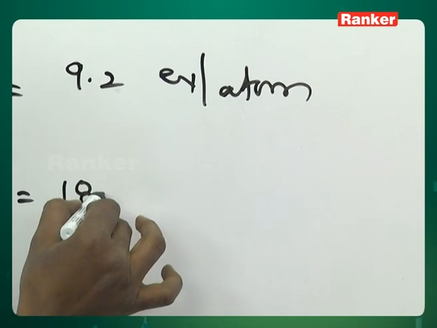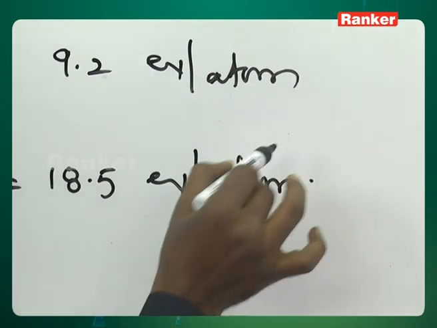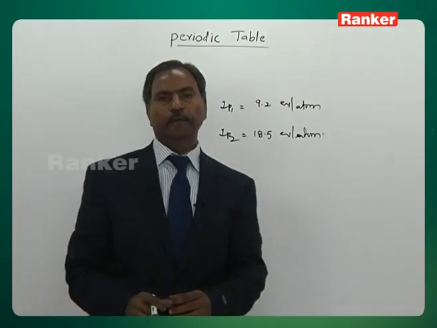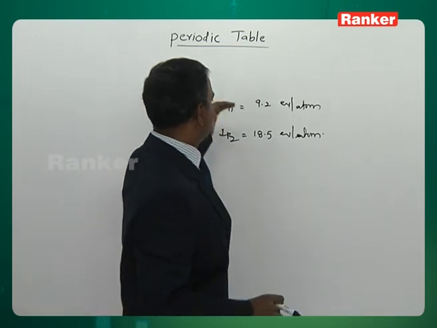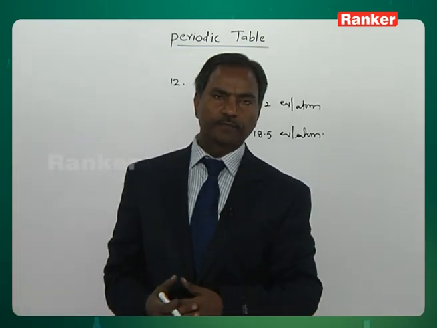Second one is 18.5 electron volts per atom. The first IP and second IP values are given. So the difference is about double. Yes, almost double from the first IP to the second IP.